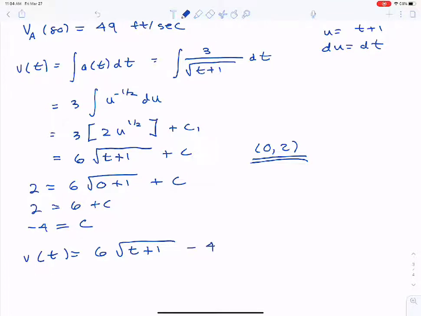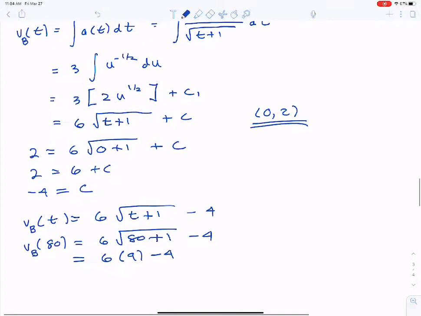Okay, next I'm going to take this function and evaluate it at 80. You know what I'm going to do, if you don't mind? I'm going to put a B here. It's not a big deal. It's just for my explanation, it'll make things a little more understandable, because this is all for the velocity function B. So in this case, I get 6 times (80 plus 1) minus 4, which is 6 times 9 minus 4. So that gives me 54 minus 4, 50.